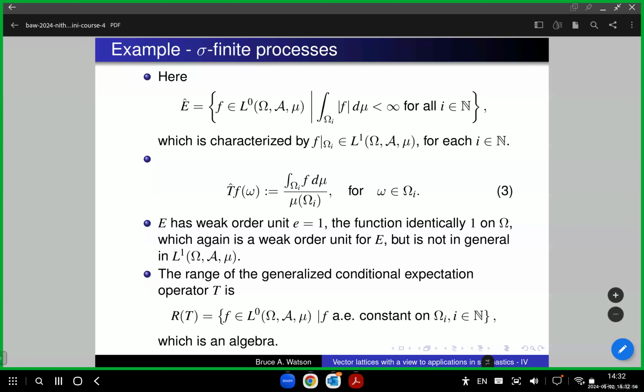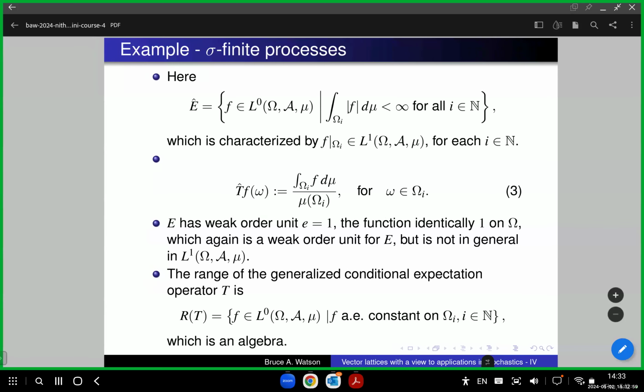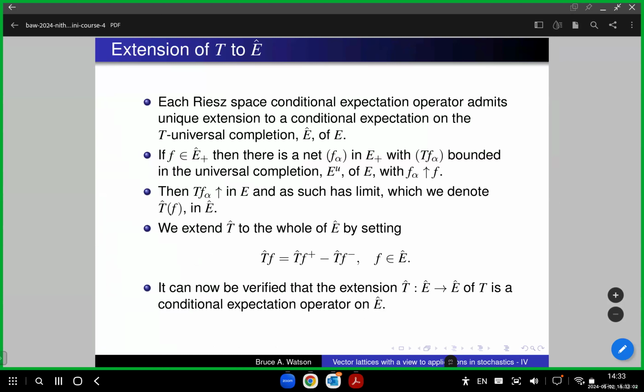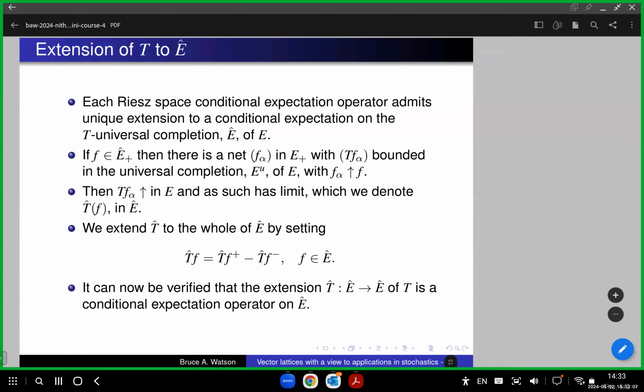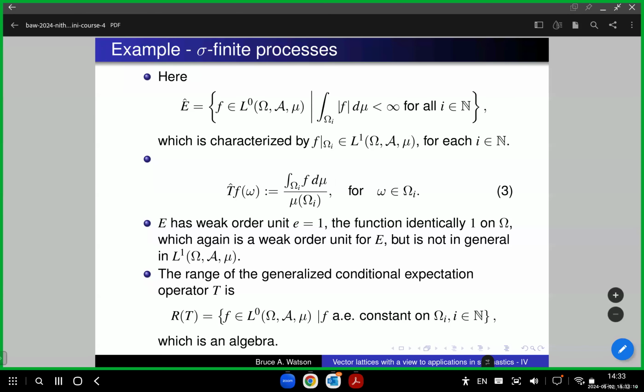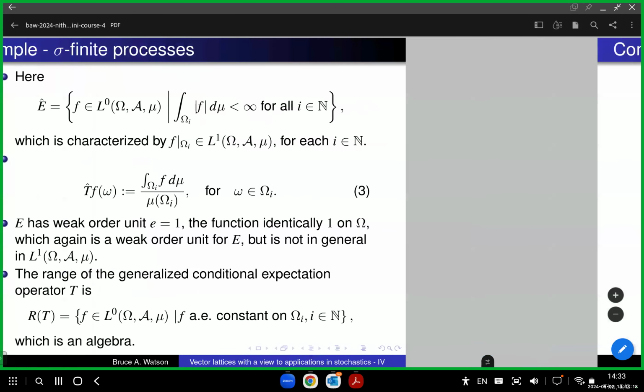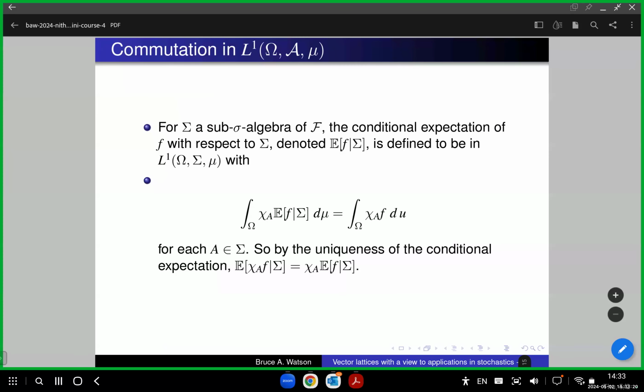And this happens generally: if our space E is T universally complete, then the range of T will always, in fact, be an algebra. And this is called an f-algebra. Okay, so we now have defined the concept of conditioning in a space, and we've extended that to the maximal possible domain.